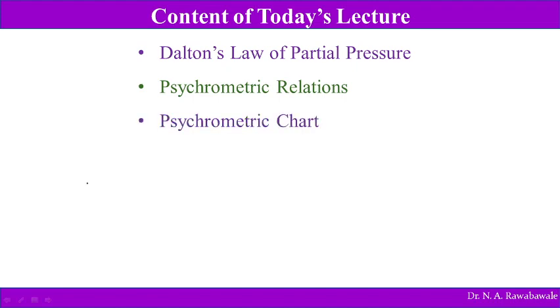Then the next thing is the psychrometric chart. A psychrometric chart consists of property lines on it, and the properties are represented with the help of the psychrometric chart. How these lines are represented on the psychrometric chart, we will be discussing in detail.